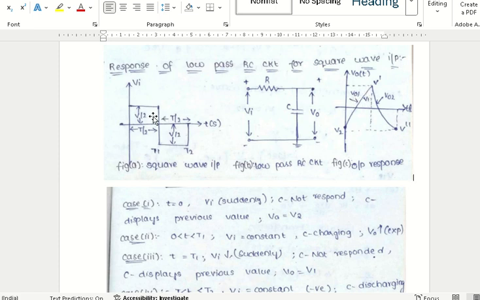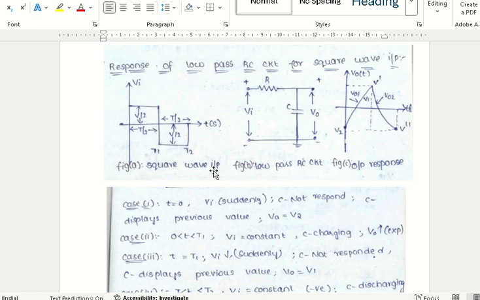And at the end of the cycle, that means at t equal to T1, the capacitor charges to some maximum value. That value is represented with V dash. That means during the charging period, the initial value is V2 and the final value is V dash.